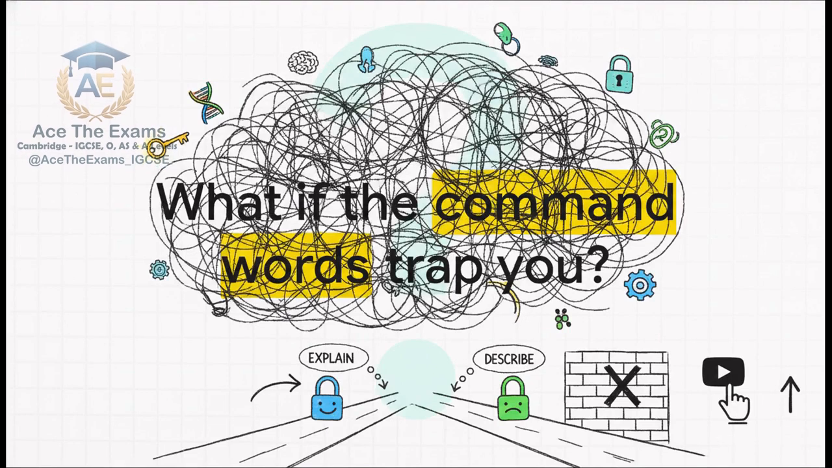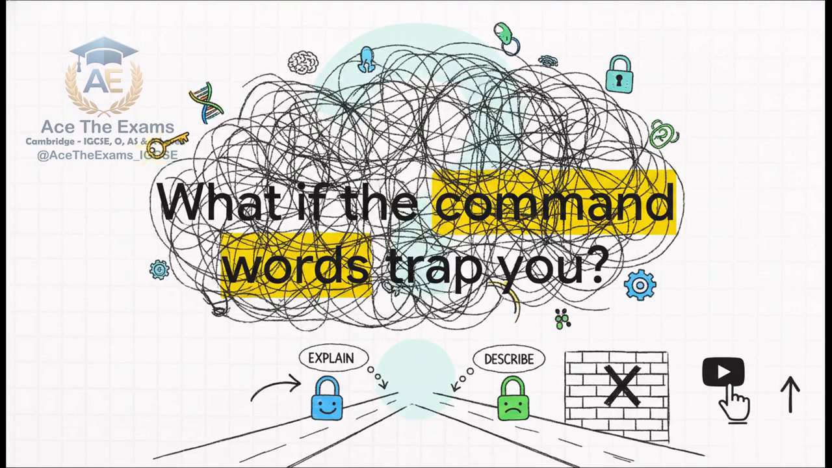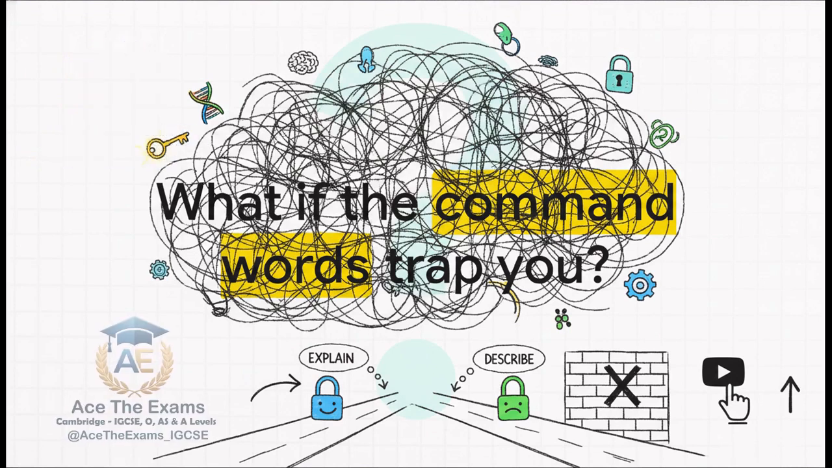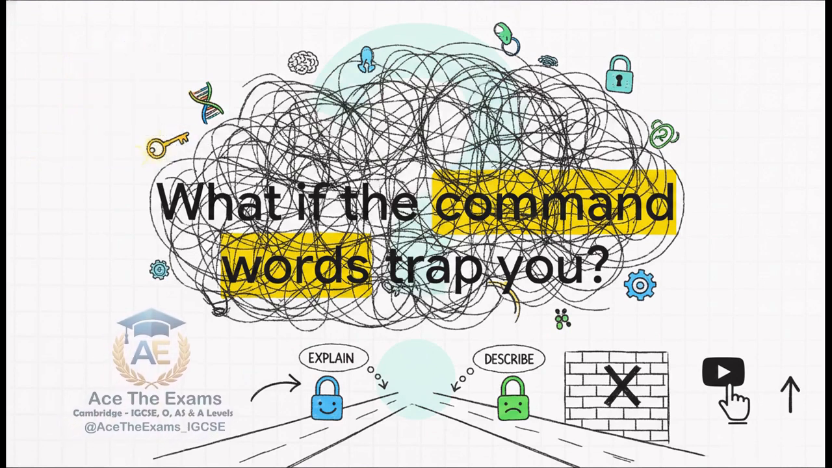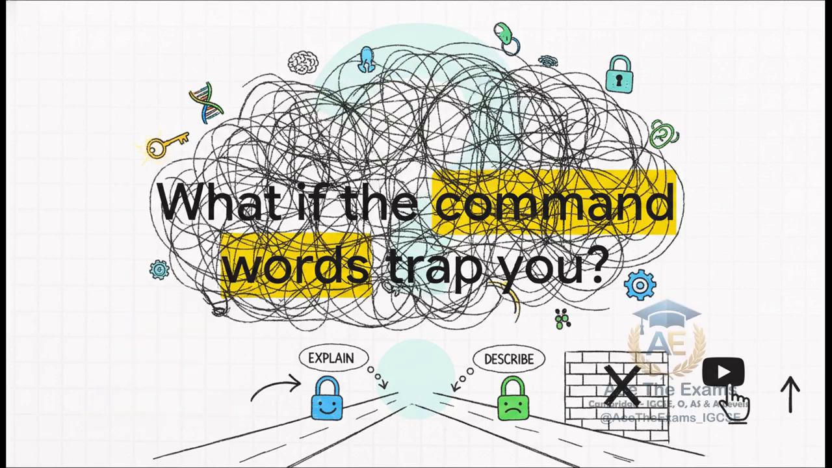So, we've covered the framework, the methodology, and the examiner warnings to secure your marks on ATP and respiration. But here is a provocative thought to leave you with. What if your biology knowledge is flawless, and you know the framework perfectly, yet the command words themselves trap you? Like, what happens when you describe instead of explain?